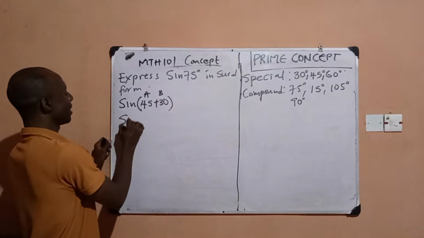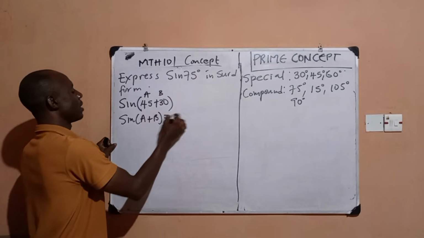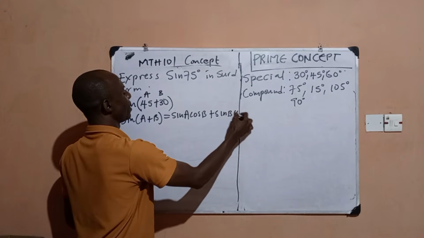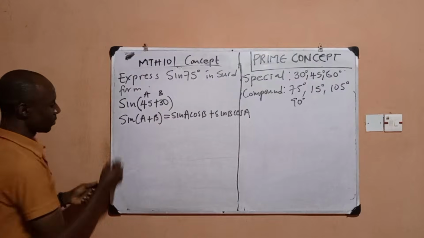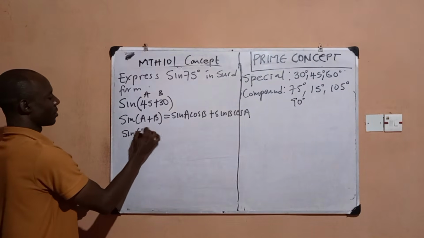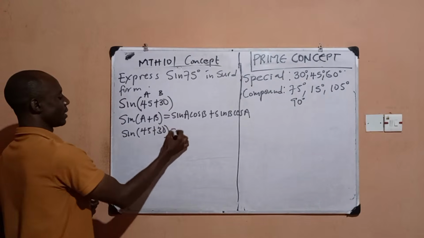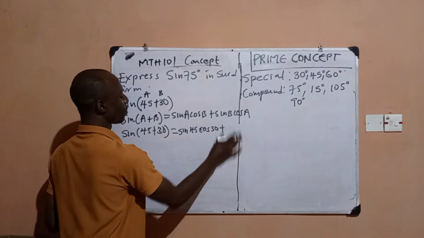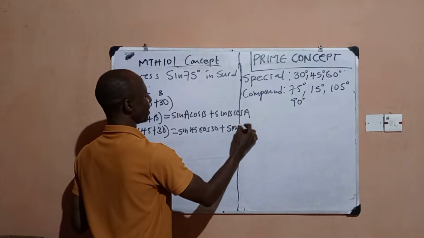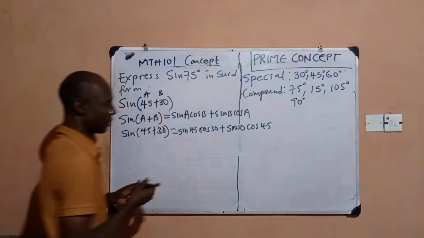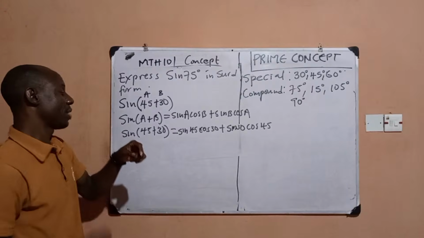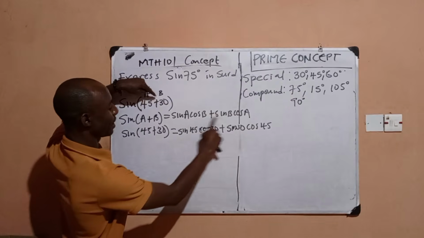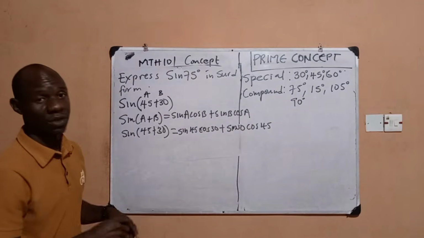So you are using the formula sine A plus B equals sine A cos B plus sine B cos A. So sine A, which is 45, plus B, which is 30, equals sine A, which is 45, cos B, which is 30, plus sine B, which is 30, cos 45, which is A. Did you get what I've done? Remember A is 45, so I'm putting 45 here, B is 30, I'm putting 30 here. That is just what I did.